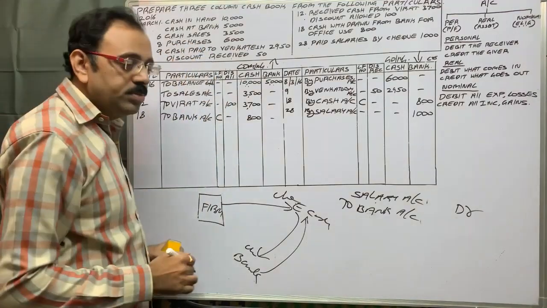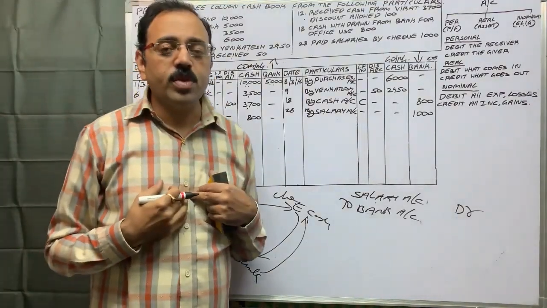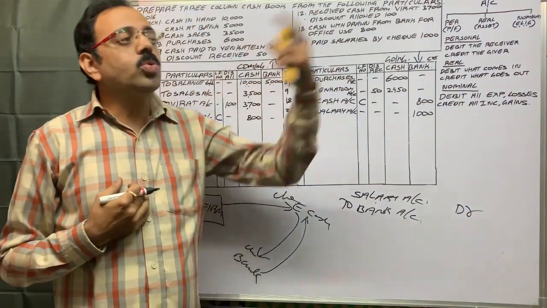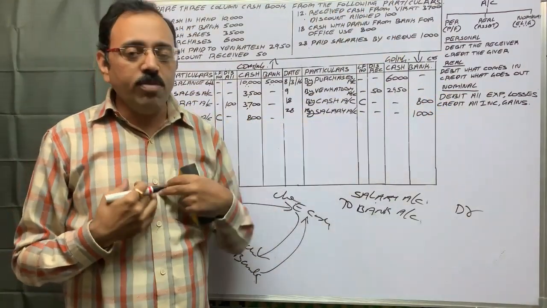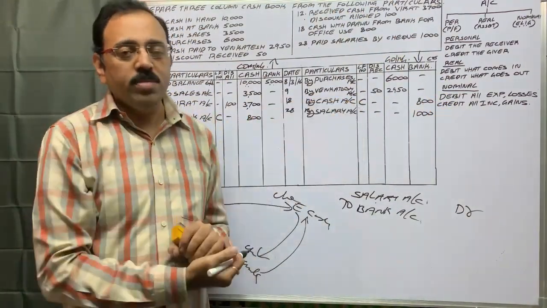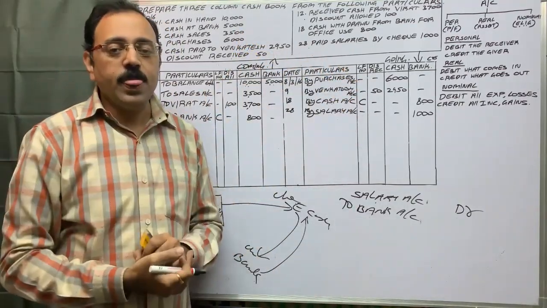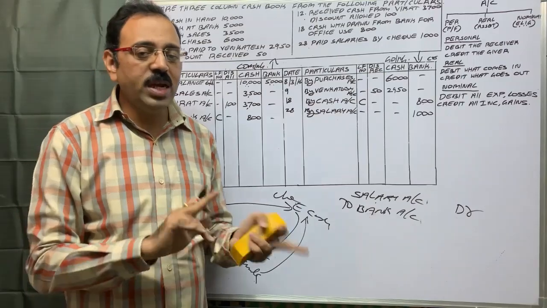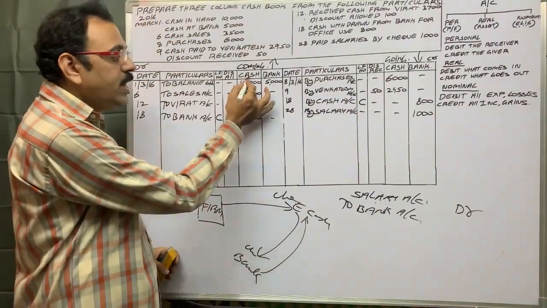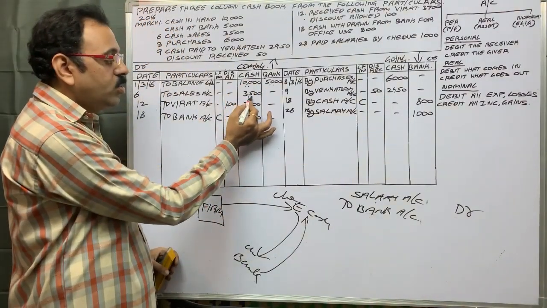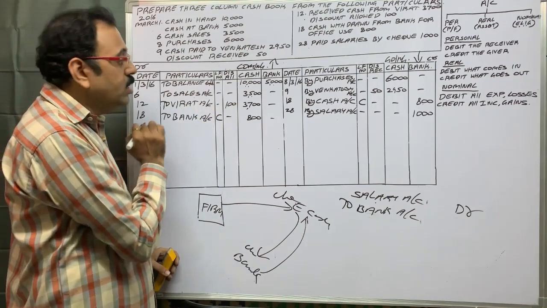Cash sales. I am the firm. What I did, I sold goods to a customer. So from the firm, goods are going. And since it is cash sale, cash is coming. Cash is coming. So which side cash column? Debit side cash column. See, 3,500 to sales.